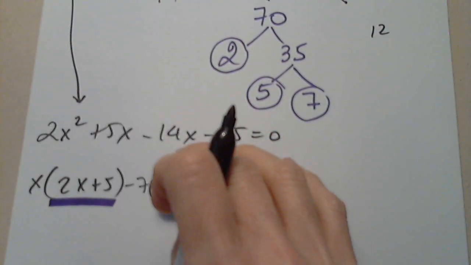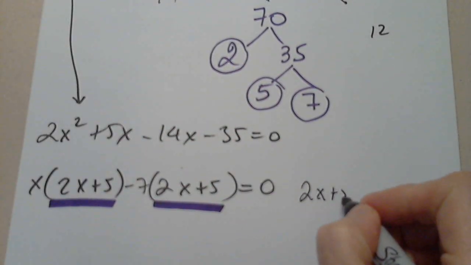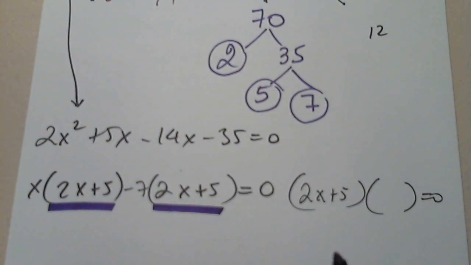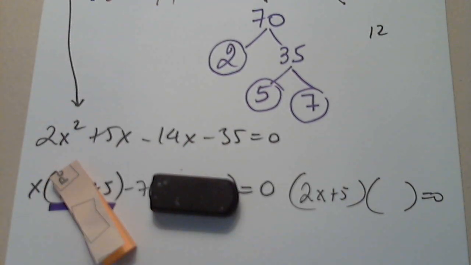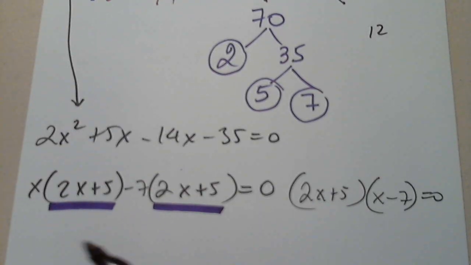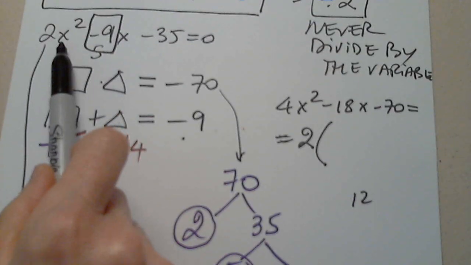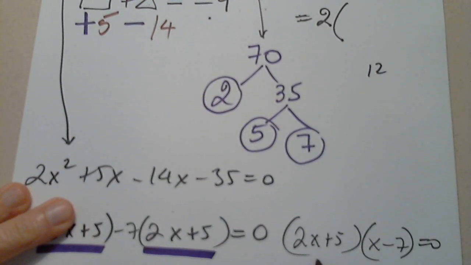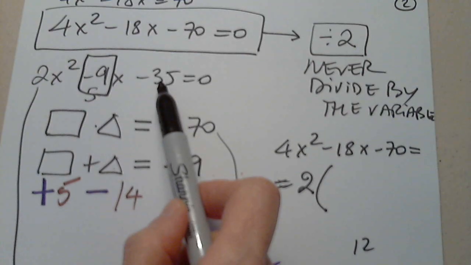Remember now we are removing the common factor, which is 2x plus 5. What is left in parentheses when we remove the 2x plus 5? X minus 7. X minus 7. It takes a blink to verify. Please always verify. 2x times x, 2x squared. Negative 14x plus 5x is negative 9x. And 5 times negative 7 is negative 35.